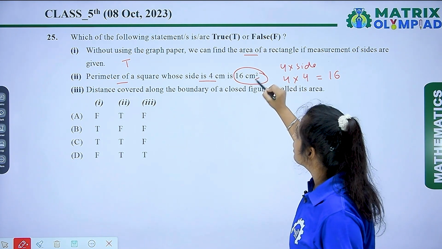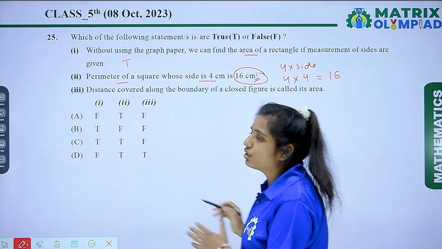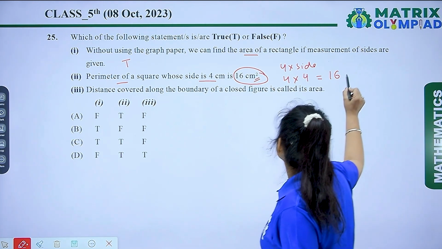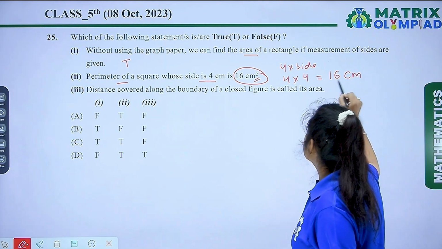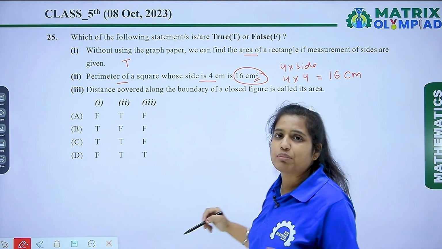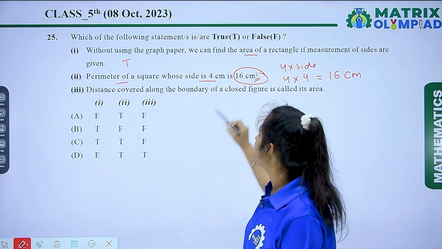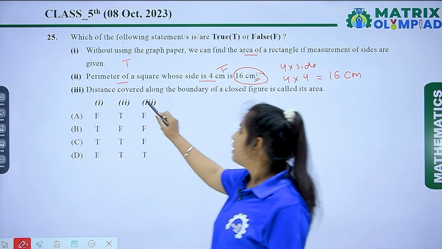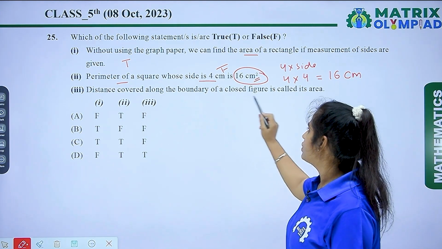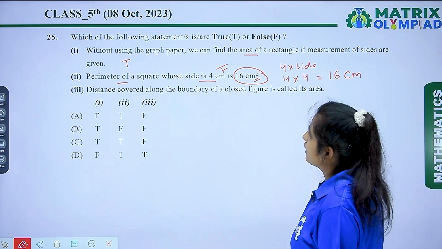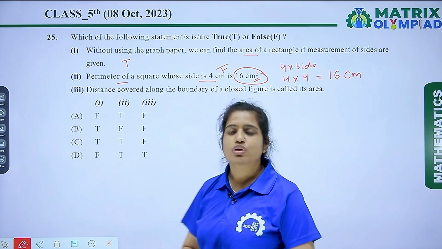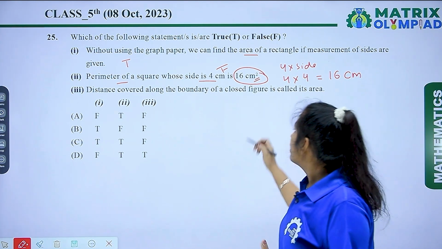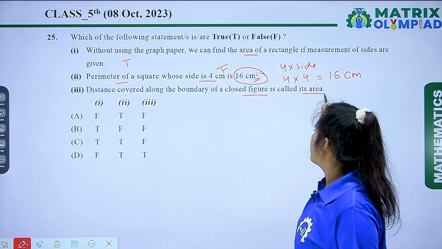But the unit centimeter square is not the unit of perimeter. It is the unit of area. So here, if it is written 16 centimeter, then this statement can be true. But now the statement is false. The third statement is distance covered along the boundary of a closed figure is called its area. जो डिस्टेंस कवर्ड होता है आउटर पाथ में, जो बाउंड्री होती है हमारे किसी भी क्लोज फिगर की, उसको हम एरिया कहते हैं.